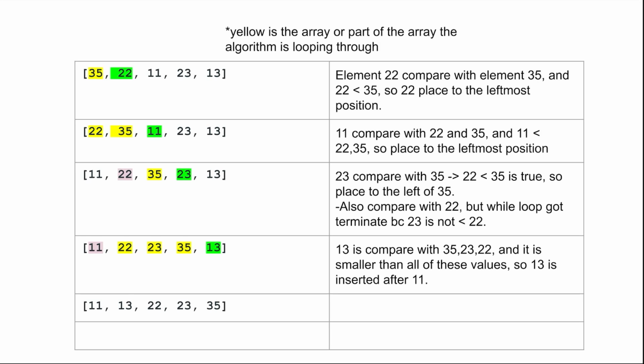And then 13 is going to compare with 35, 23, and 22, and it is indeed smaller, so it's going to be placed to the left of 22. However, when it is compared with 11, the while loop will terminate, since 11 is smaller than 13. So 13 is going to be placed between 11 and 22.